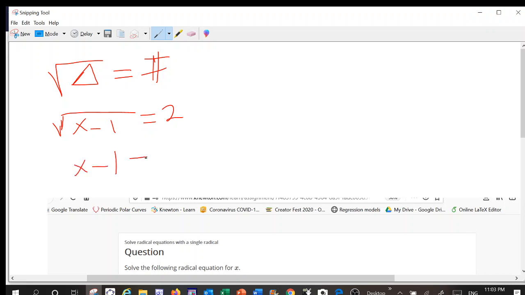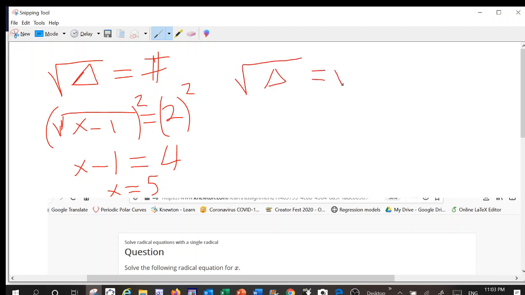This side, squaring makes that go away. And then this side we get 4, so x equals 5. Now, if you have two radicals on both sides, like something like this, you can still use the same method, just square both sides, and you just continue this way and can solve it.